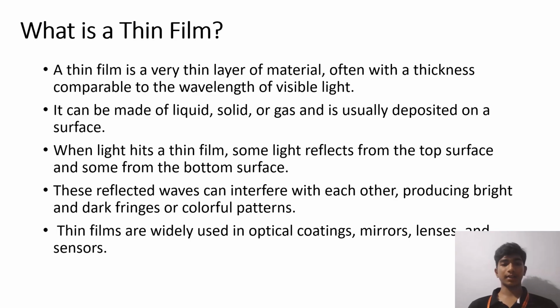When light hits a thin film, some light reflects from the top surface and some from the bottom surface. These reflected waves can interfere with each other, producing bright and dark fringes or colorful patterns. Thin films are widely used in optical coatings, mirrors, lens, and sensors.